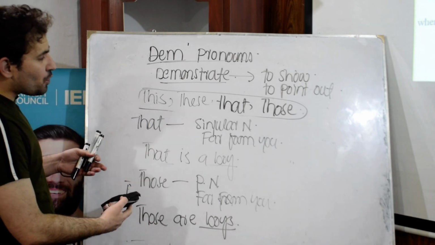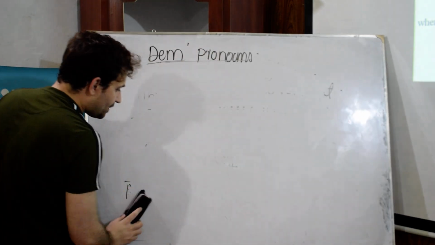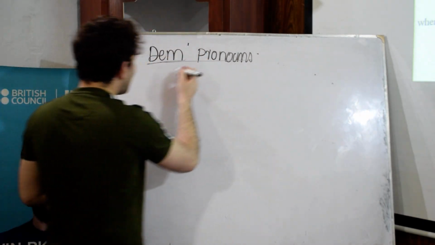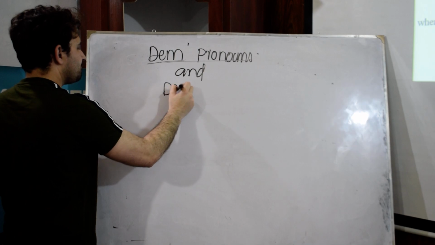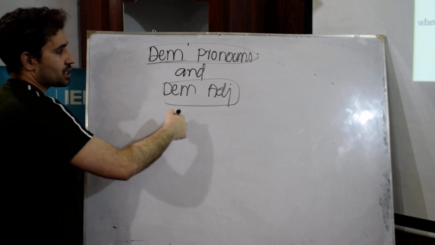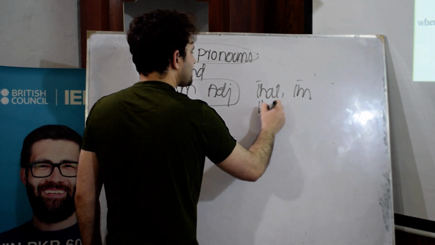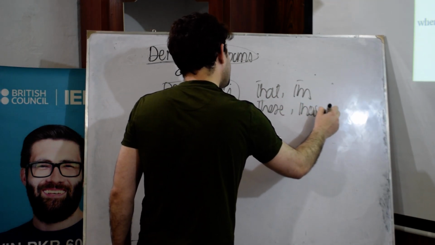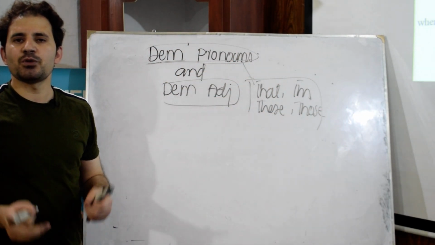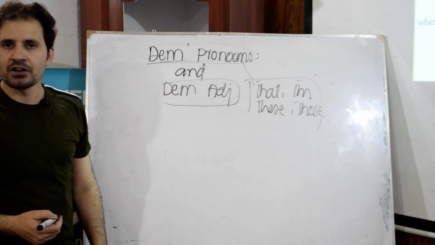Now, this is what we have. These are the 4 demonstrative pronouns. Let's compare the difference between demonstrative pronouns and demonstrative adjectives. What are the differences? These 4 things, that, this, these, and those, are called demonstrative pronouns, and we also call them demonstrative adjectives. When can we call them demonstrative adjectives and when can we call them demonstrative pronouns? Let's come.